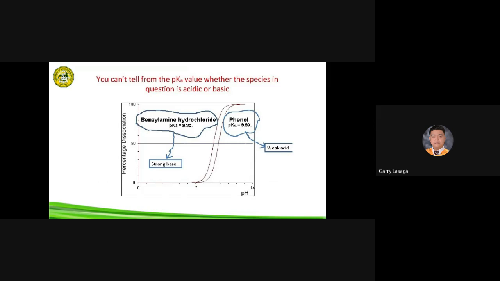The pKa value of the drug or the compound will not tell whether the species in question is acidic or basic, because there are certain acidic compounds with a pKa value of, for example, 9.9. An example of this is phenol. Phenol is a weak acid, but it has a pKa value of 9.